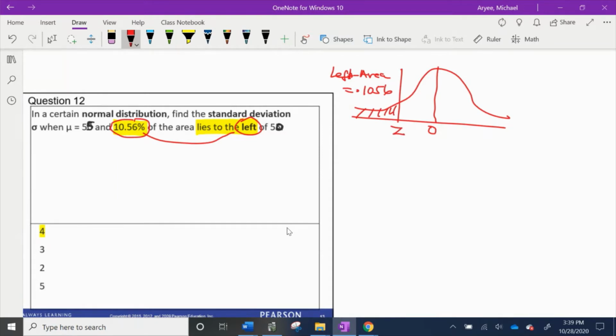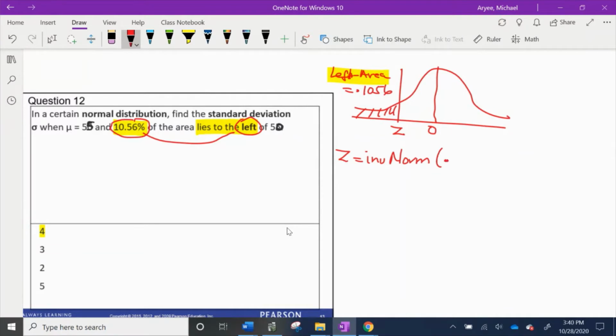So you're asking yourself what Z should come under the line. So the Z we are looking for, because this is already the left area, we don't have to worry about doing anything. You only worry to find something else if it is the right area. If it's the left area, you just go ahead. All right. So the Z here will be inverse norm. And as we are doing this, take note of how we find inverse norm. You do inverse norm when you are looking for a Z score or you are looking for an X value. So if I draw the line and I say what Z is here, then it's automatically an inverse norm.